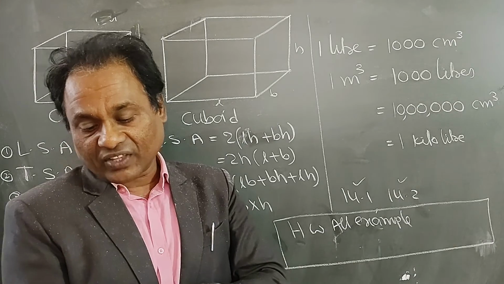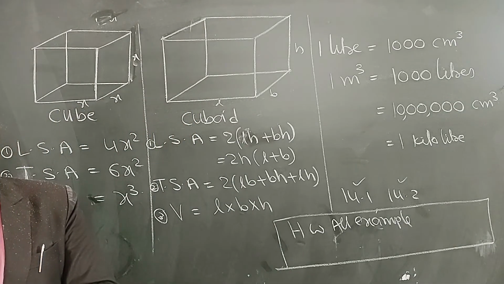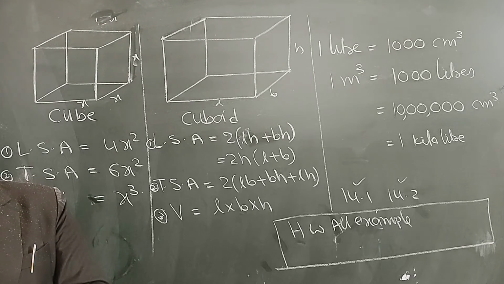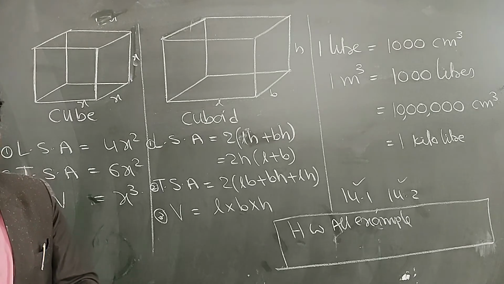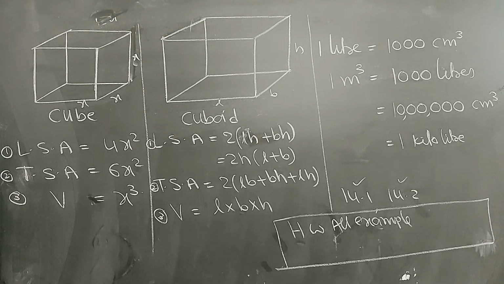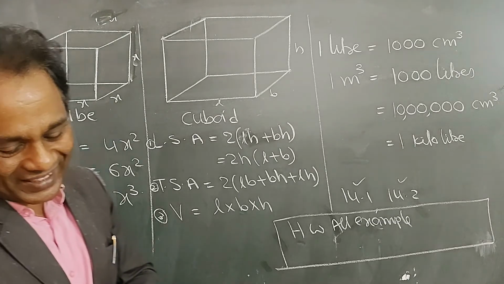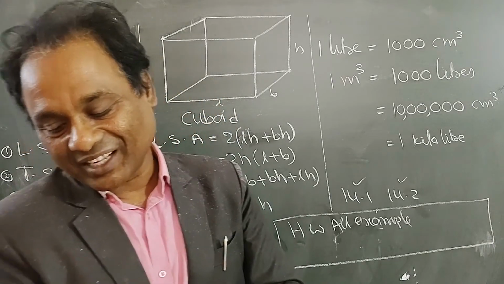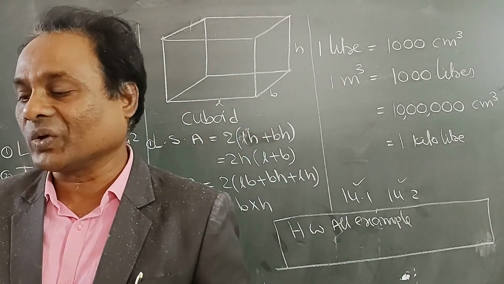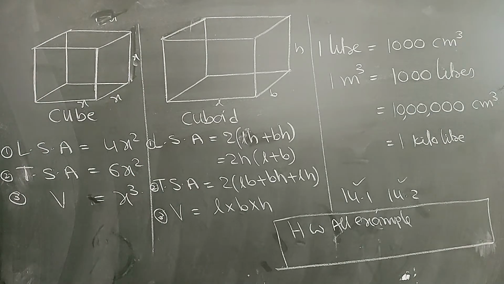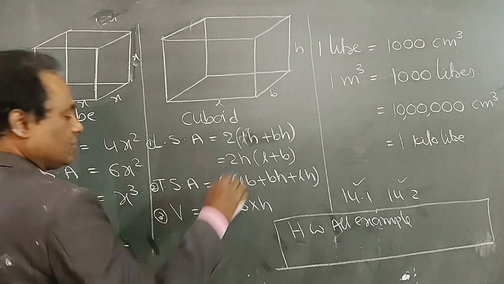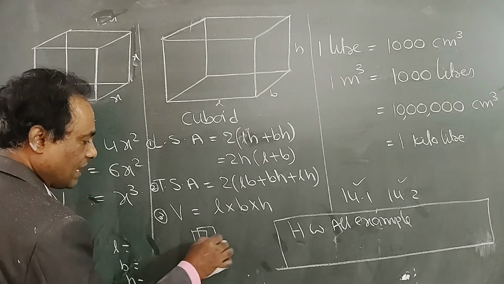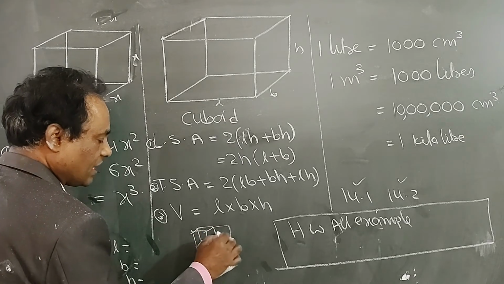Example 3, two cubes. Find the surface area of the cuboid. See the dimensions: 6 centimeters each. Two cubes are placed together, so it is like this: this is one cube and another cube is kept here in continuation.